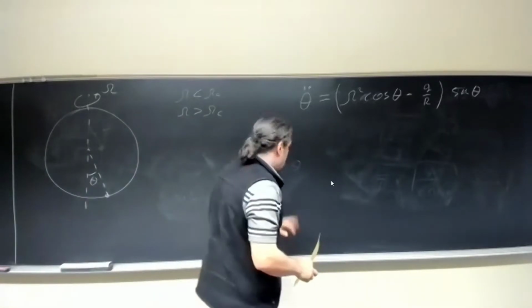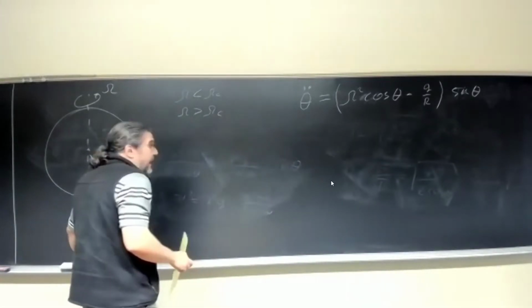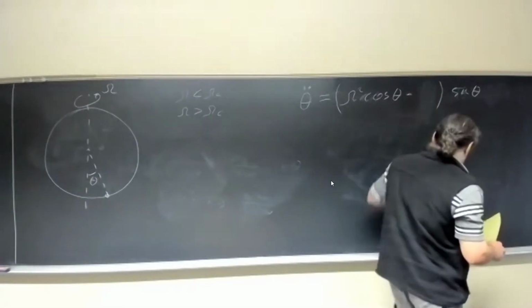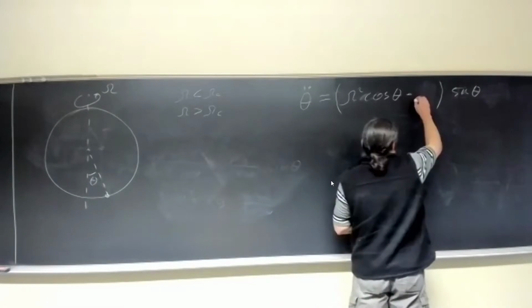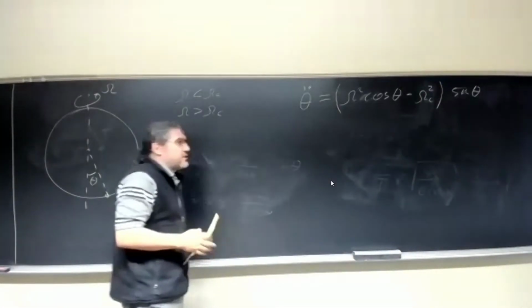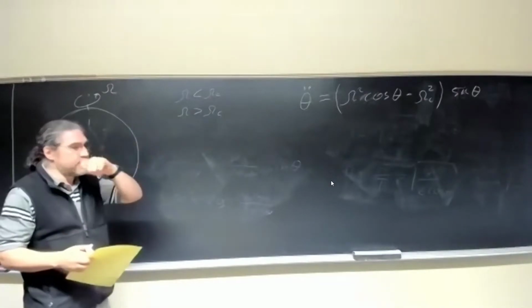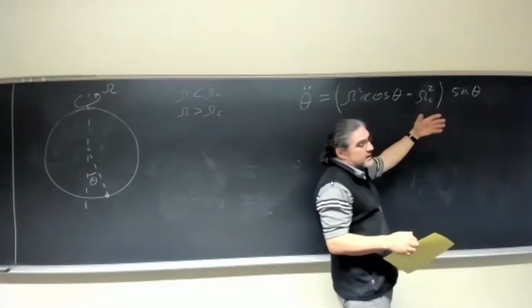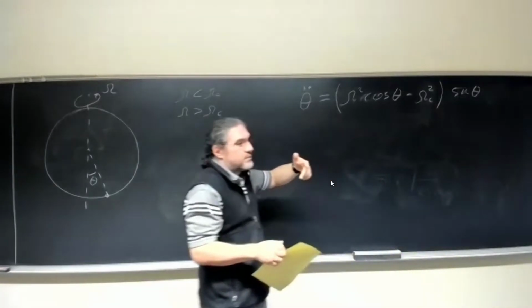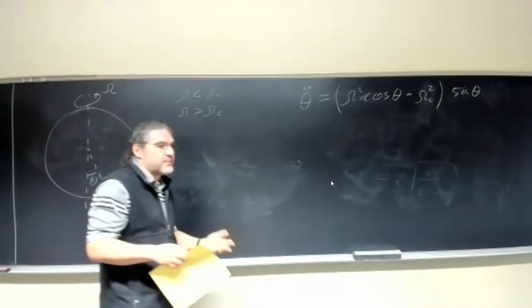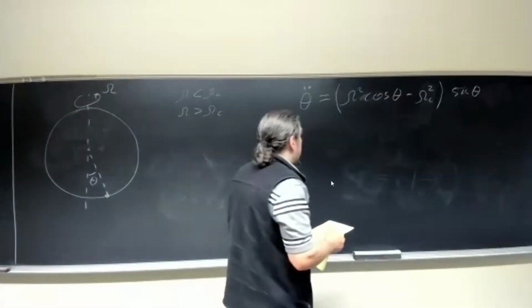Okay. Now, let me simplify it a little bit, and instead of g divided by r, I would write here just omega critical squared. Right? That's what it is. So now I have only one parameter in the problem, omega critical, and it means that I have one less letter to write, and one less chance to make a mistake. It's always a good thing.